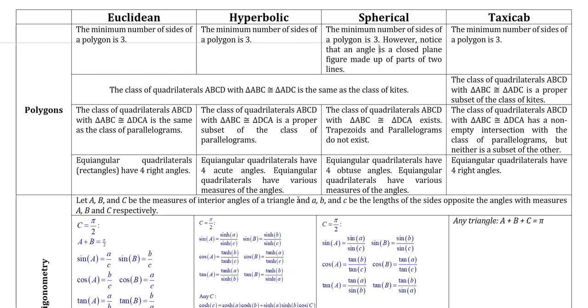The class of quadrilaterals ABCD with triangle ABC congruent to triangle DCA is the same as the class of parallelograms in Euclidean geometry, but that class is a proper subset of the class of parallelograms in hyperbolic geometry, and that class exists in spherical geometry, but trapezoids and parallelograms do not exist there. And in taxicab, once again, that class has a non-empty intersection with the class of parallelograms, but neither is a subset of the other.